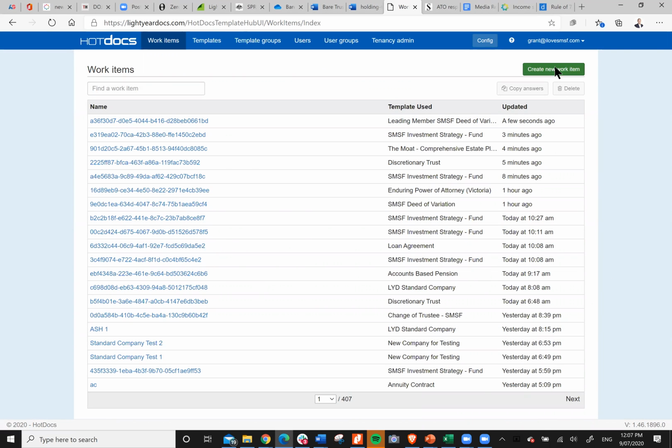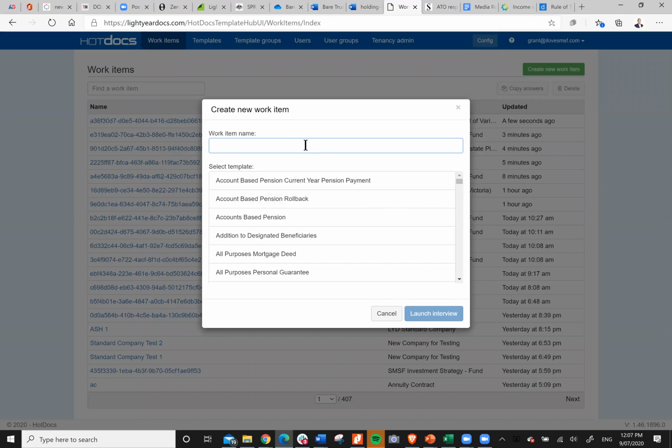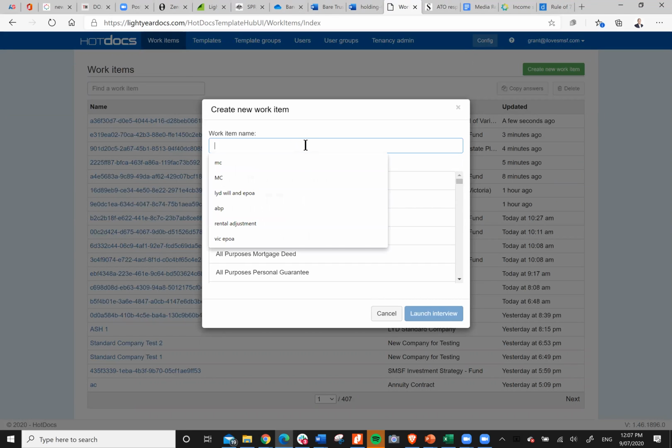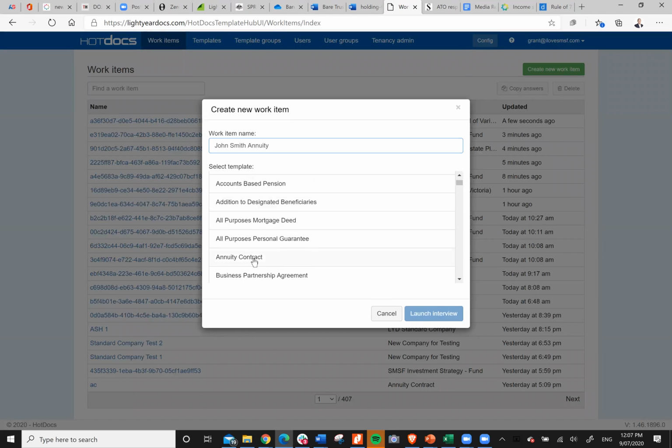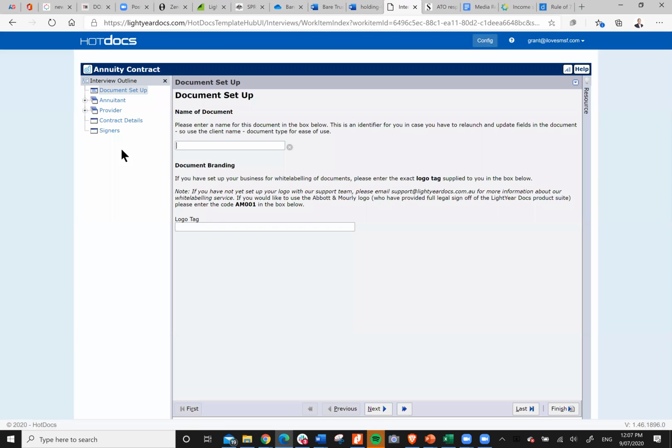But it's a much better system, still uses the back end, and we have that wraparound. So I'll just go in and have a look here. I'll do John Smith Annuity. And then I'll just go down here, and there's the annuity contract. As I said, this will be available tomorrow. I'll put this up on to the system. So it's pretty simple. Then if we have a look at the document setup, we'll put John James Annuity, and then we put our logo tag in there.